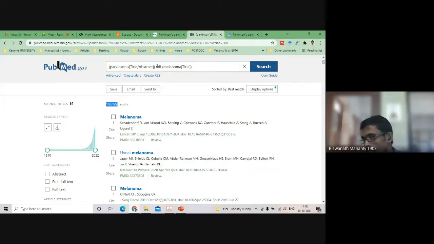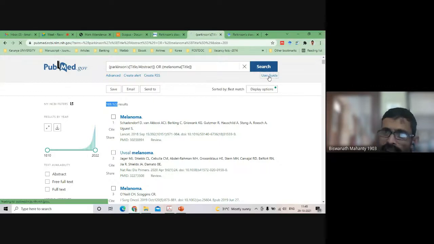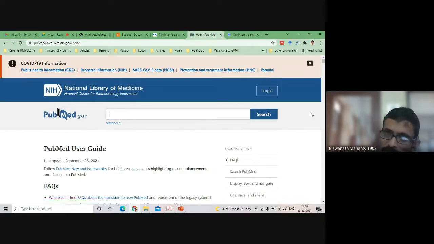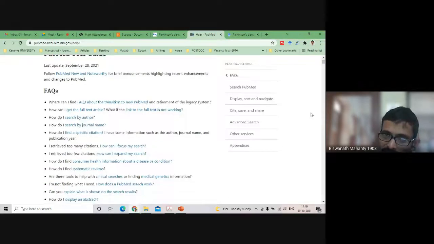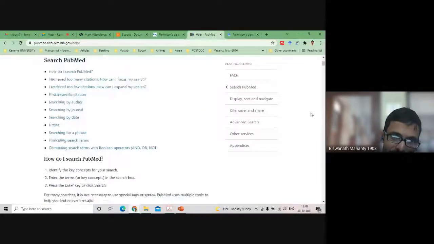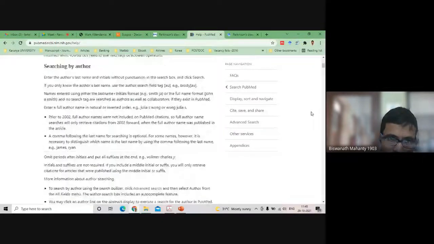What are these things? AND, OR, and NOT. There can be many NOTs also. That means compulsorily it should not be melanoma. I'm only looking for Parkinson's, not melanoma. So you need to know how I should search. Each website will give you the guidelines also. How can I search it? How can I make a more useful search? You can look into it.